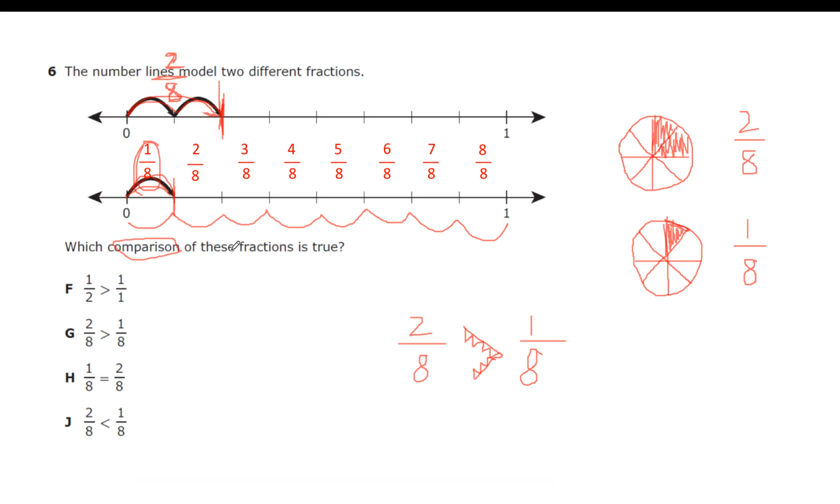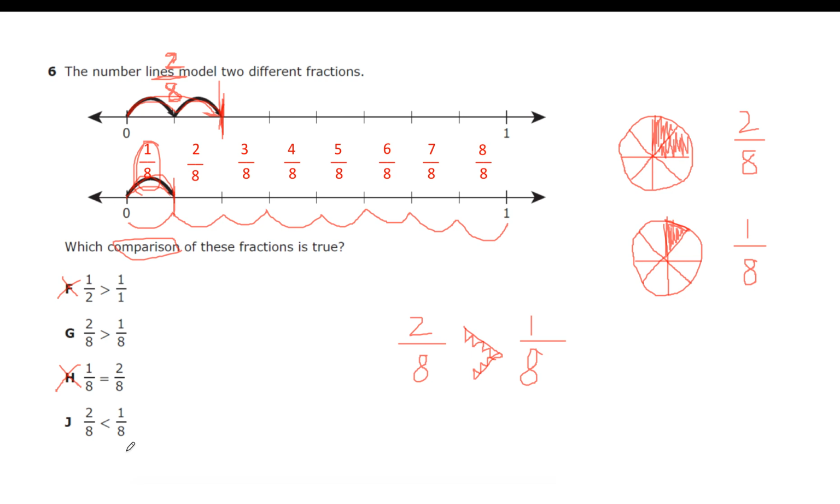So then I can come back to the question: which comparison of these fractions is true? 1/2 is greater than 1 whole. Well, we're not comparing 1/2s and 1 wholes, so we can get rid of this. 2/8 is greater than 1/8. That looks exactly like what I drew here. That's looking like a right answer. 1/8 is equal to 2/8. Well, we know that's not true because we see here that 2/8 is larger than 1/8, so those cannot be equal to each other. So we can cross that one out. 2/8 is less than 1/8.